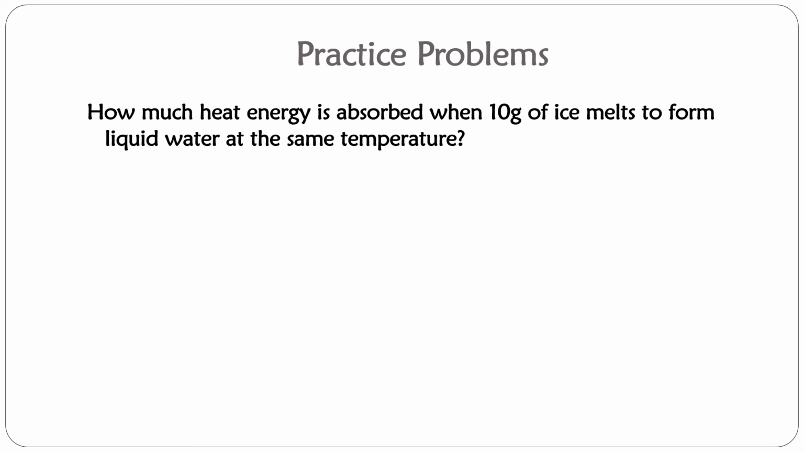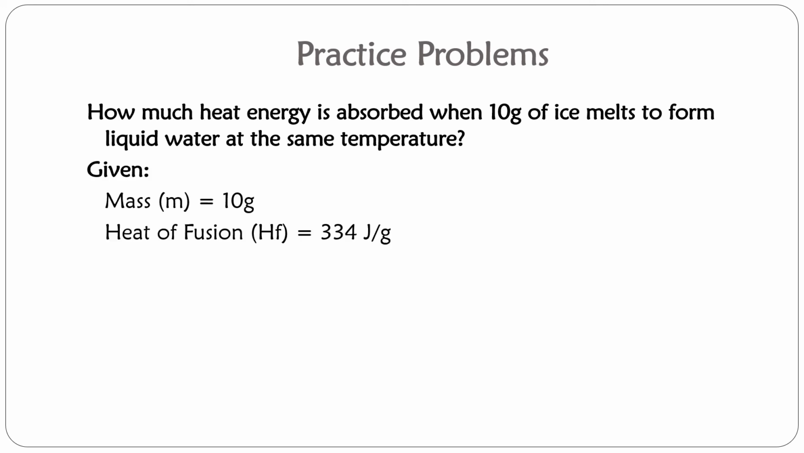Okay, another type of question that you can get is how much heat energy is absorbed when 10 grams of ice melts to form liquid water at the same temperature. Now let's start with what's given. You are given the mass of 10 grams. And we know, because we are talking about the melting of ice, that means we are talking about the heat of fusion. And if you look at table B, the heat of fusion for water is 334 joules per gram. You have to find the heat.